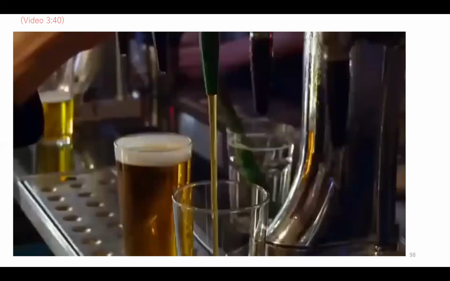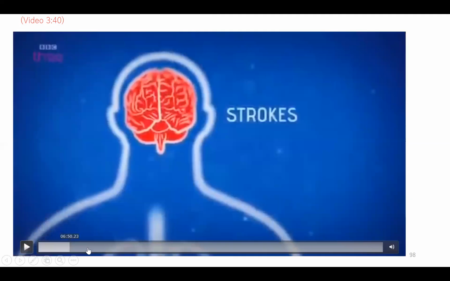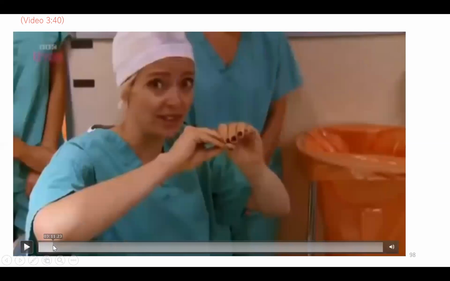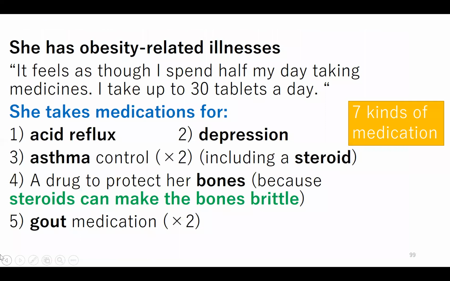Okay, so they have to watch this. How many different kinds of medication? Okay, 3. So I go through what kind. She takes 7 kinds of medication. I just go through acid reflux, depression, asthma control, 2 kinds, including a steroid. I don't go into the names. And also a drug to protect her bones, and also gout medication, times 2. We just go through. This is an example of polypharmacy.